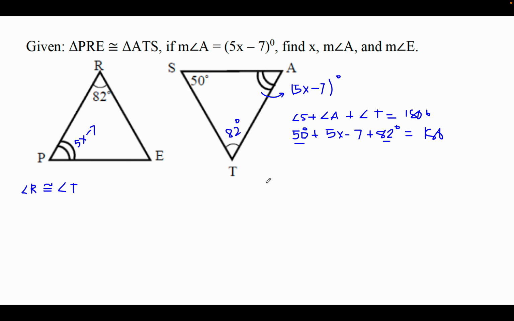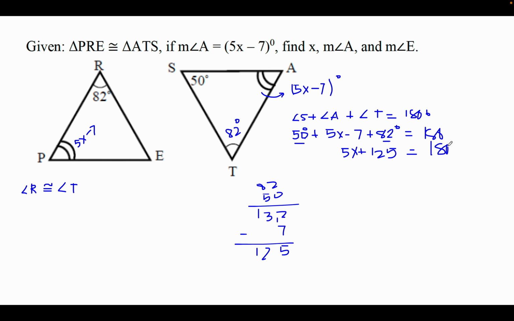182 plus 50 is... Tama ba? 82 plus 50 is equal to 2... Wala, tama ay. Di ba? Minus 7. Minus 7 na yung sabi mo. Okay, 125. So we have 5x here plus 125 is equal to 180 degrees.